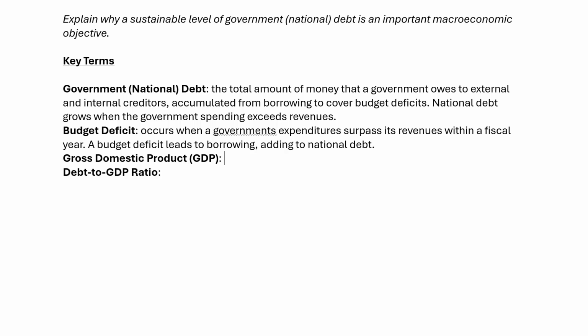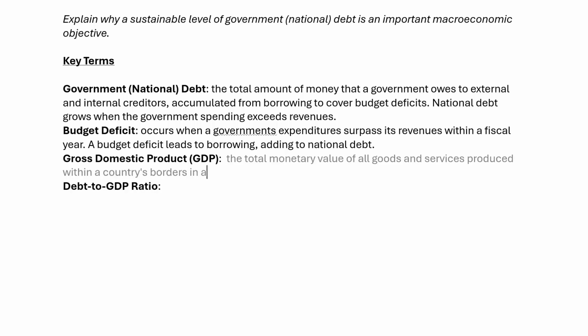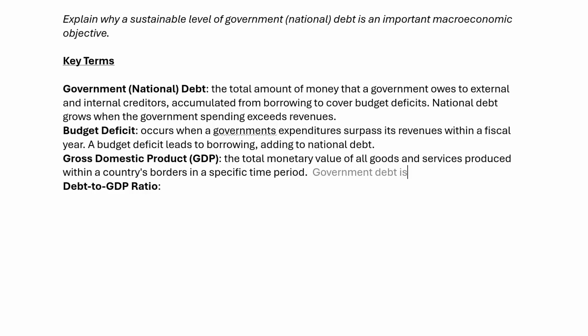Next, we've got GDP, which you should probably know what this means by now, but we should define it nonetheless. GDP is the total monetary value of all goods and services produced within a country's borders in a specific time period. Government debt is often measured as a percentage of GDP to assess sustainability.